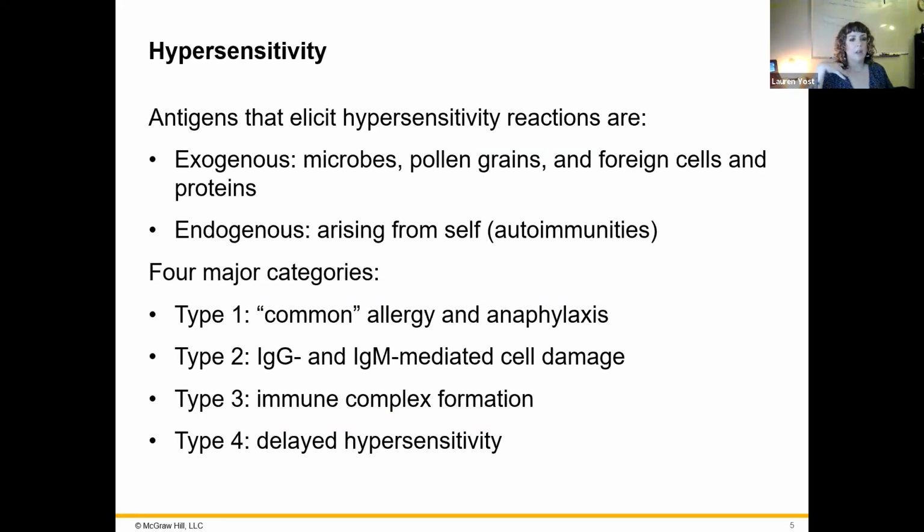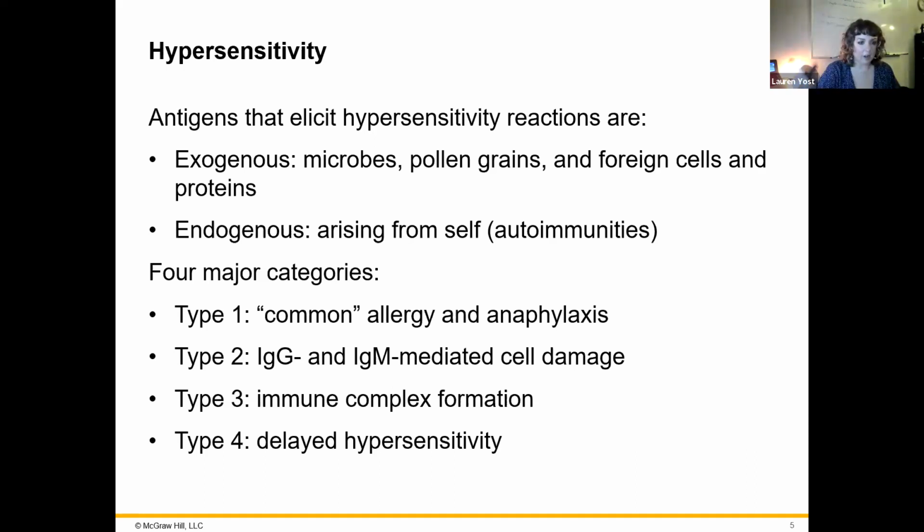Hypersensitivity antigens will be eliciting that hyperreactive response. They can be exogenous or endogenous. Exogenous, of course, being from outside the body. That could be food, microbes that you're overreacting to, pollen, all that sort of stuff. And then we have endogenous things that you could be reacting to. And most of the time, we're almost exclusively talking about autoimmunities here.